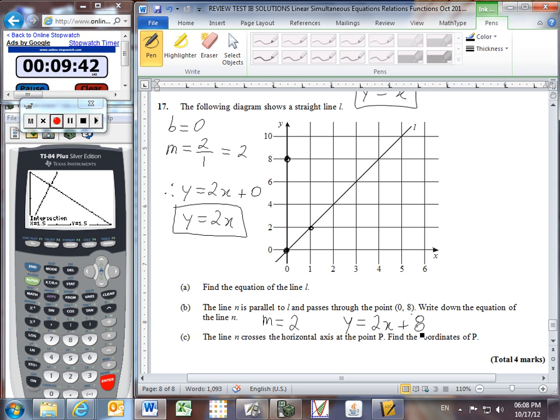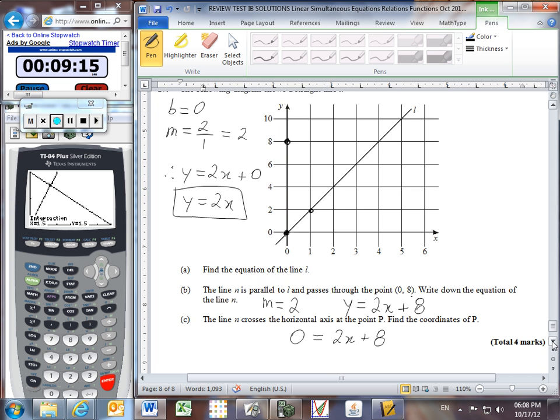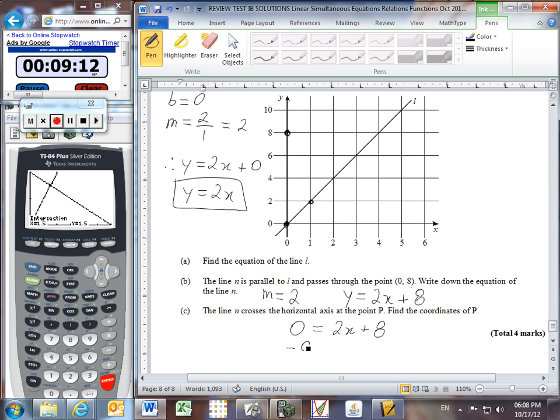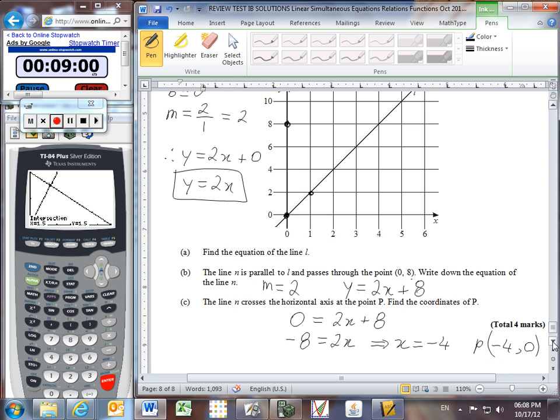The line N crosses the horizontal axis at the point P. Imagine crossing the horizontal x-axis. That's right there, right? We're talking about finding an x-intercept. And so we know, then, that at an x-intercept, our value of y is equal to 0. So let's substitute y to be 0 and solve for x. And so if I bring my 8 to the other side, it becomes a negative 8. This shows us that x is negative 4, and so the coordinates of point P are an x value of negative 4 and a y value of 0. And we're finished the review.